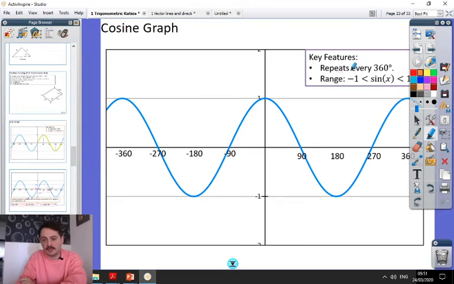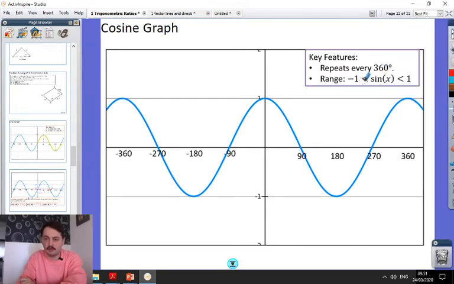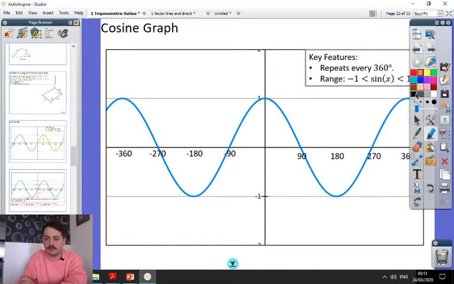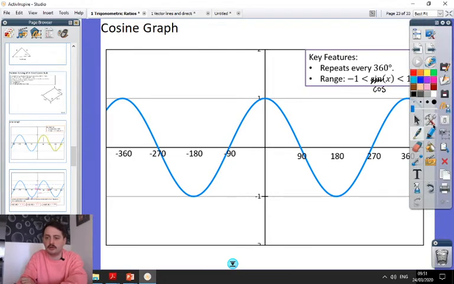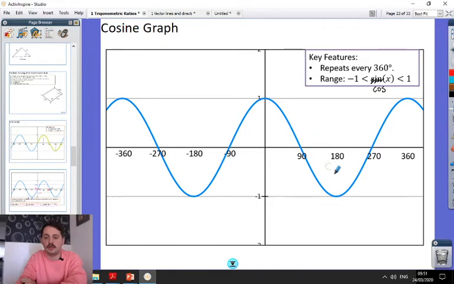It's got the same idea that it repeats every 360 degrees. Oh, that's the wrong range that it's got written there. It says sine. Let's change that on my pen, so it's the correct one. It's the same range, but it should have just said cos. And it still goes between -1 and 1. You can see here you've got the peak of 1 and the lower bit down here of -1.